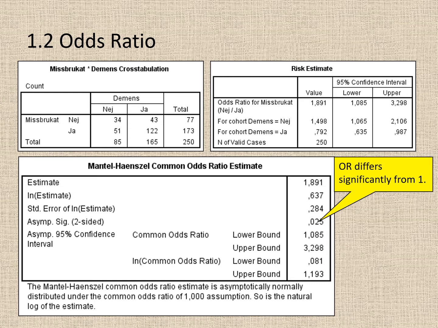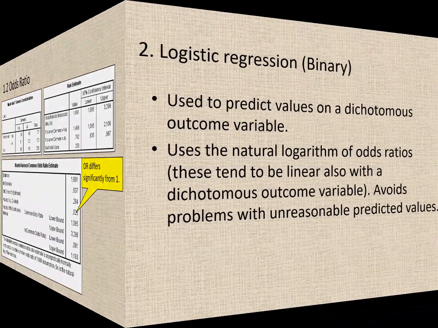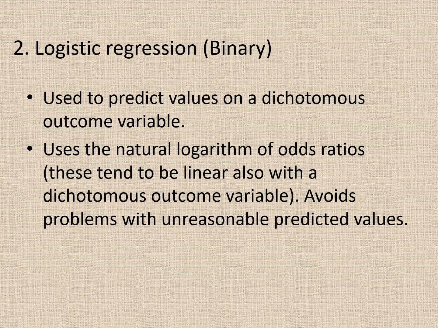Okay, now we come to logistic regression, and I'm going to talk about binary logistic regression with a dichotomous outcome variable. So it's for only two possible values on the outcome variable. There are other versions of logistic regression also.